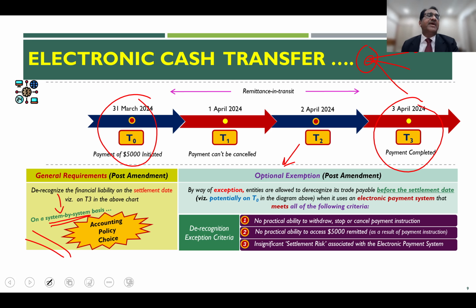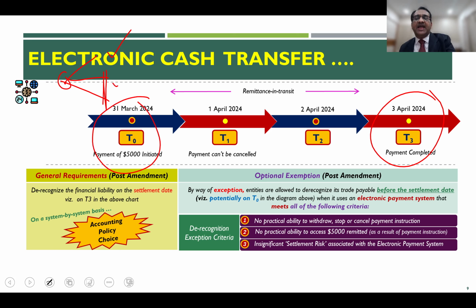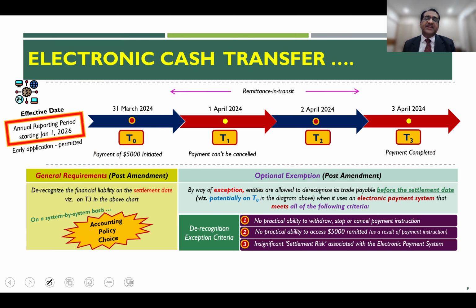So in my example, if they have payments made via 3 payment systems, for the first one they may say, I will apply the settlement date accounting. But for the other 2, they may say, I will apply the day when I have initiated the payment. That is very much permitted, because the standard post-amendment requires that this optional exemption choice can be made on a system-by-system basis. Now, as I already mentioned, this is effective from an IFRS perspective on 1st January 2026.